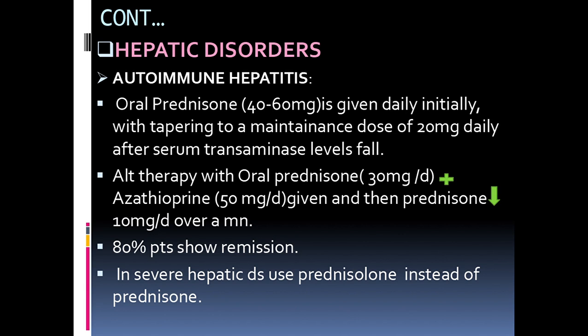prednisone is decreased to a dose of 10 mg per day over a month. 80% of patients show remission. In severe hepatic disease, use prednisolone instead of prednisone.